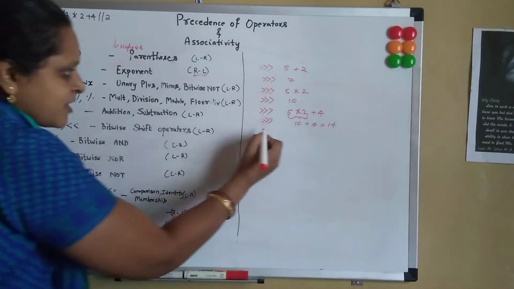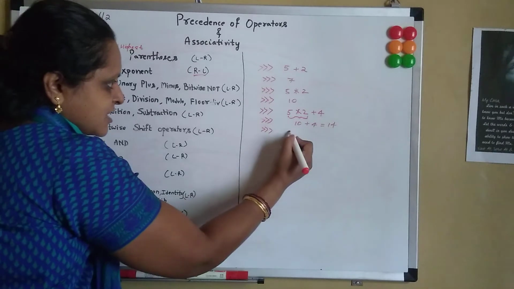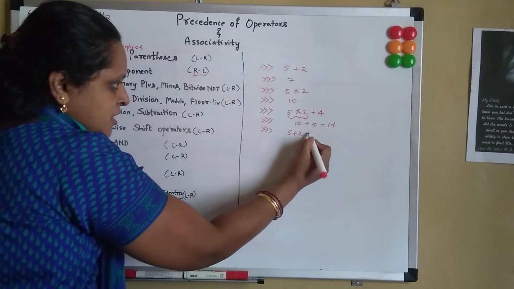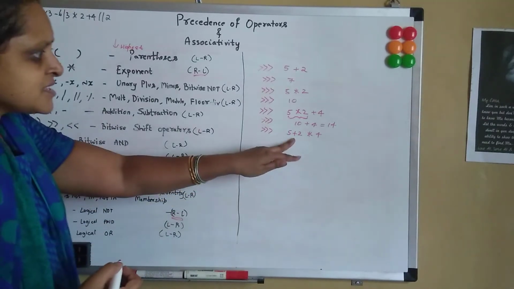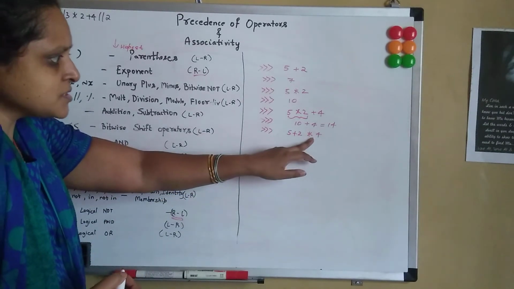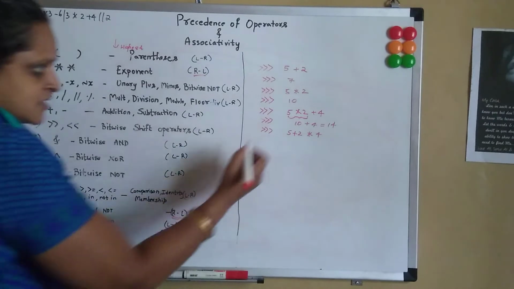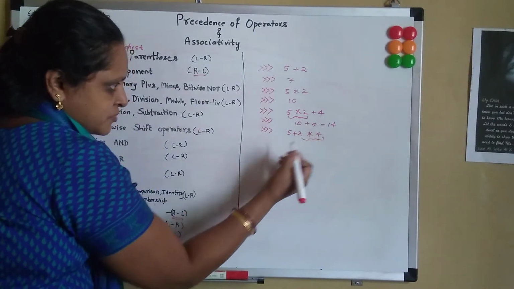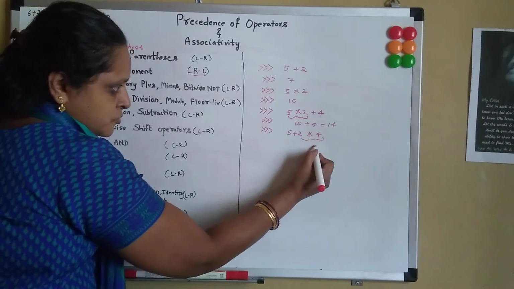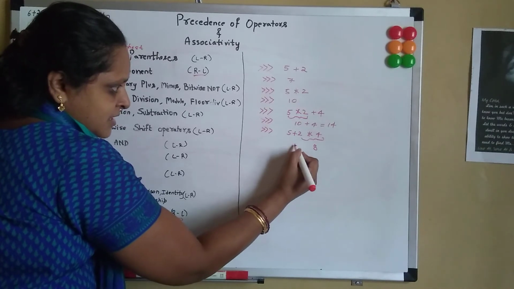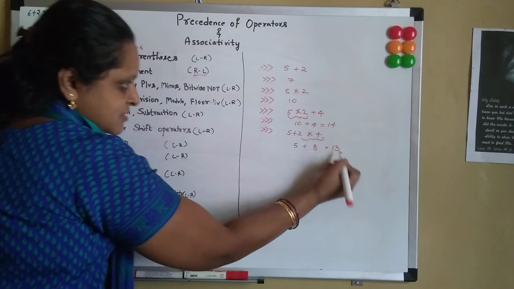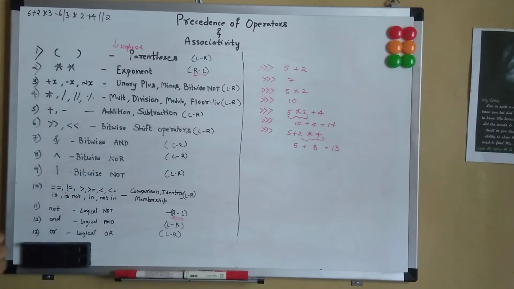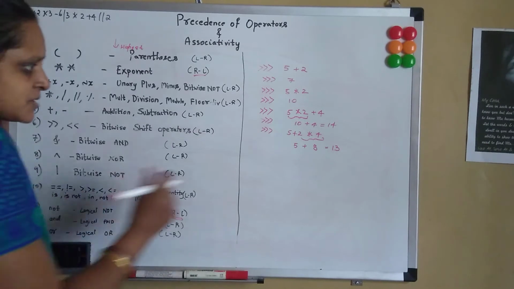And now if I have one more expression, say 5 + 2 * 4. Here plus is at a lower level and multiplication is at a higher level of precedence. So 2 * 4 has to be resolved first. So 2 * 4 is 8. To that we have to add 5. So the result becomes 13. So this is how we have to check for the precedence and then solve the problems.